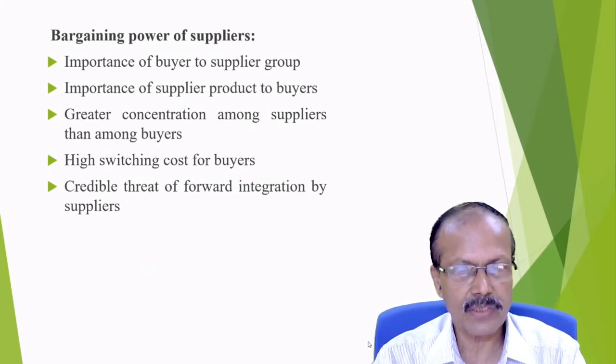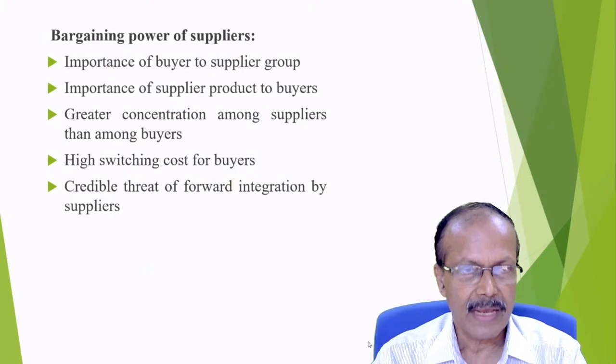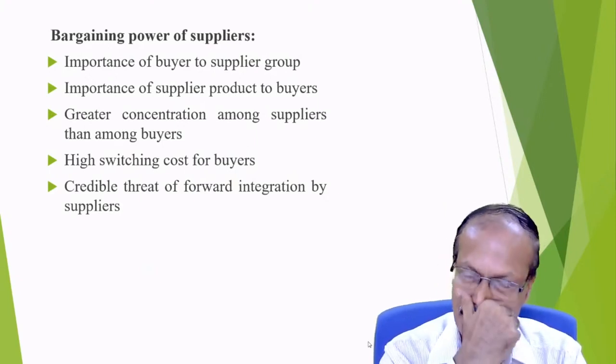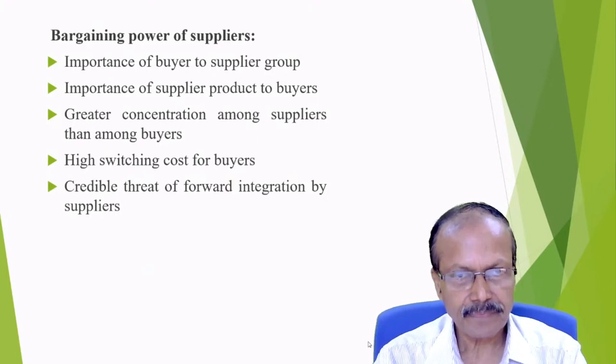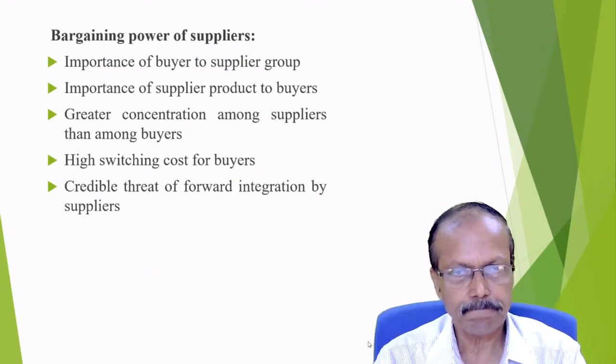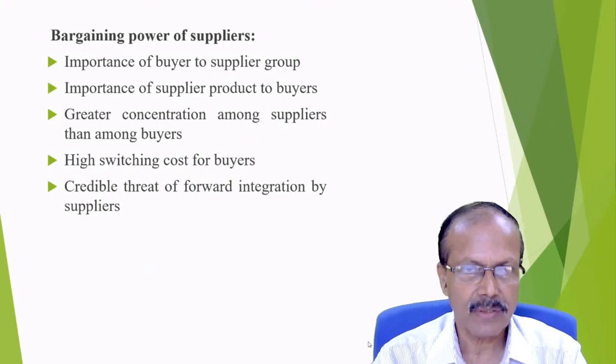And high switching cost for the buyers is one of the important factors in the case of vendors supplying raw material to the principal. And also a factor like the credible threat of forward integration by the supplier, because sometimes they also plan to expand their business by way of forward integration, and that is one of the growth and expansion strategies of some of the highly potential suppliers.